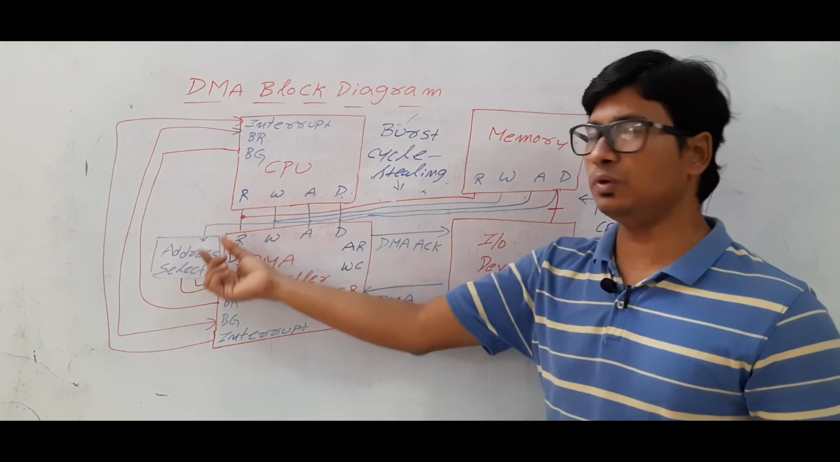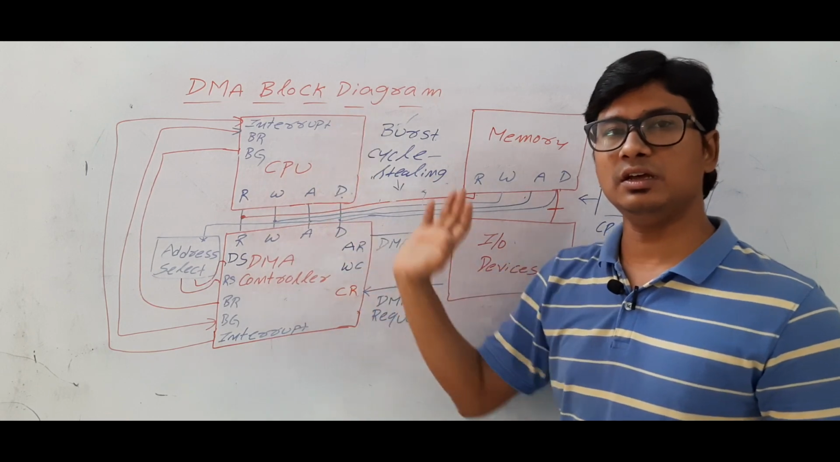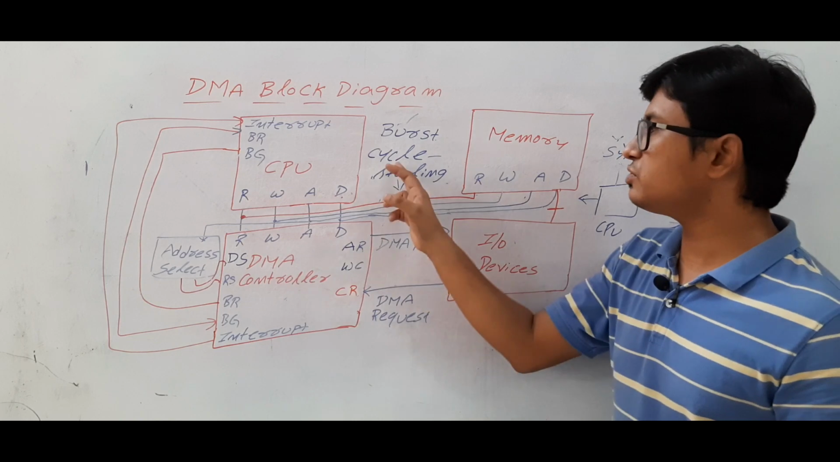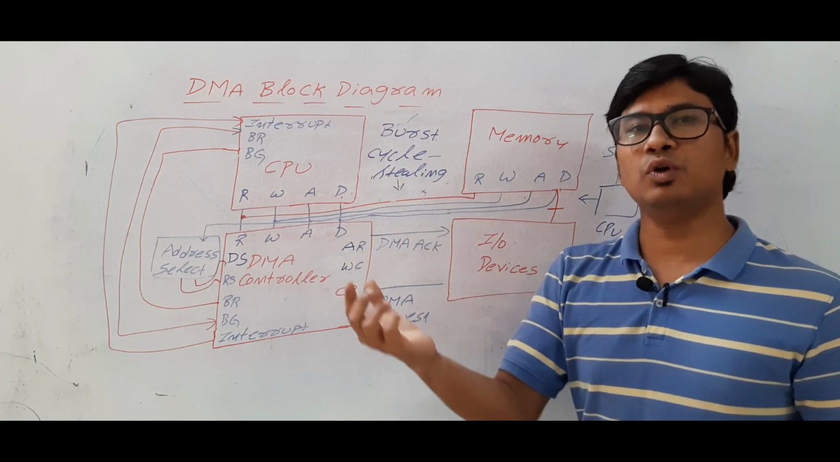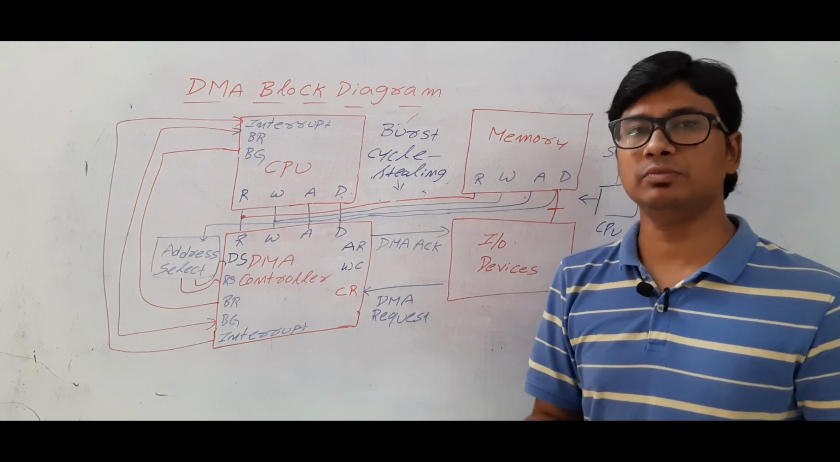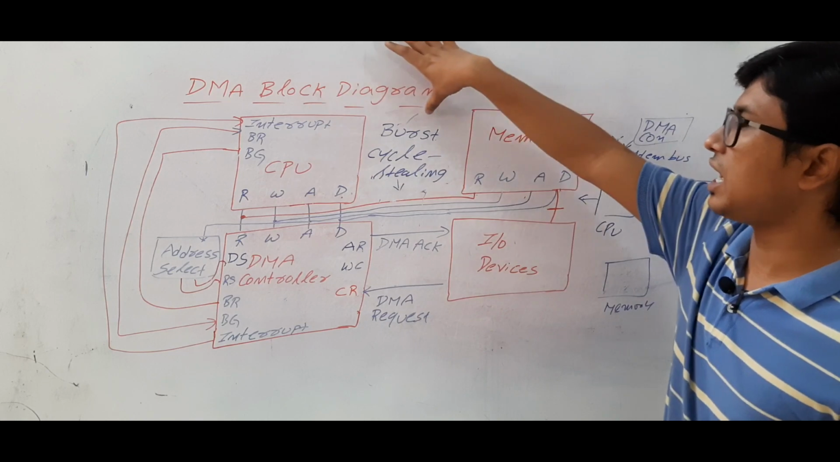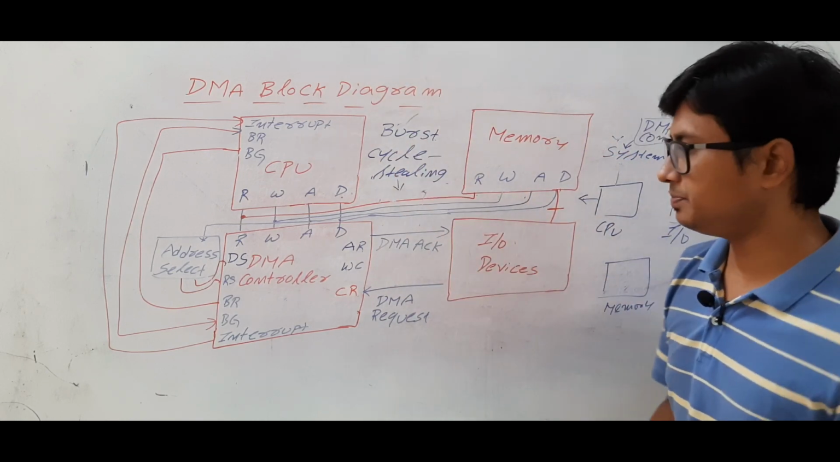Then coming to the cycle stealing mechanism, we will send one word at a time. The meaning is that you will ask for the bus, send one word, and then release the bus back to the CPU. It is useful for slow devices such as a keyboard, because it sends one word at a time, meaning one byte at a time. So there we will use the cycle stealing mechanism. If it is a high-speed device, then we will go for the burst mechanism.